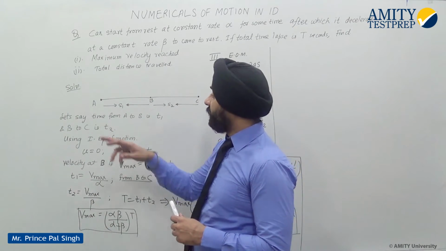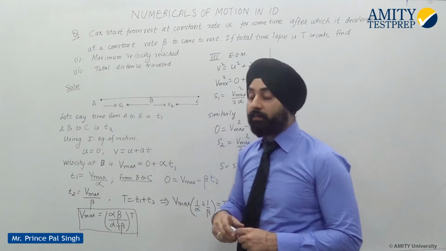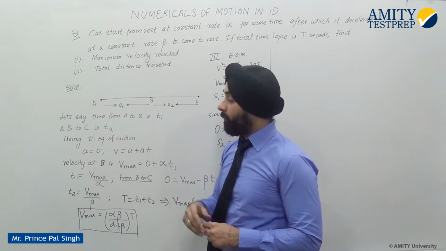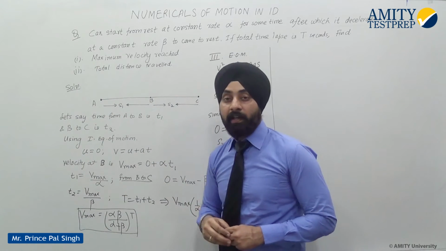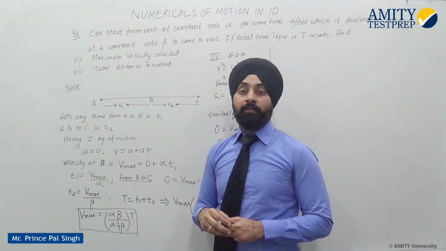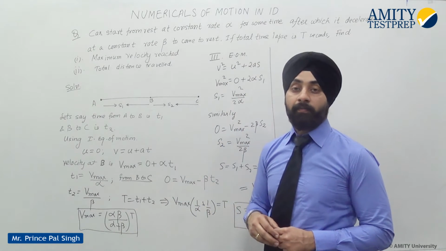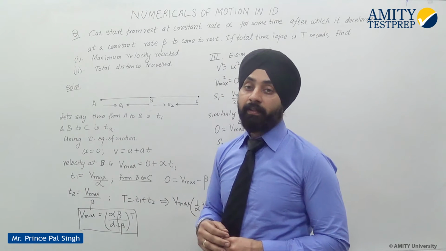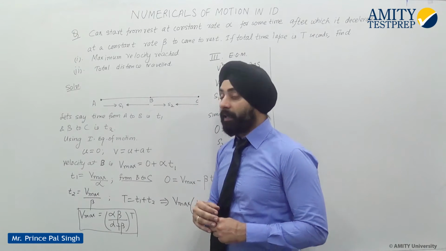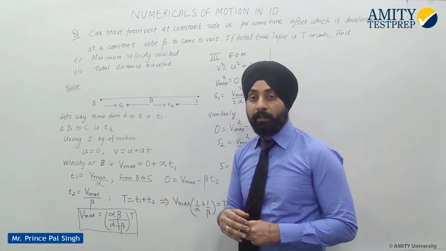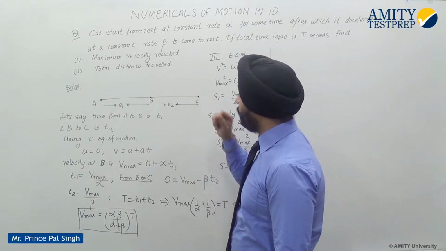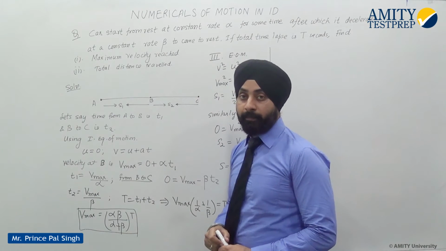So first of all we see that, let's say this is the straight line in which the car is moving. A is the starting point, and from A to B the car is accelerating at the constant rate alpha. It has started from rest, and when it reaches point B, the brakes are applied on the car, and then it starts decelerating, and finally it comes to rest at C.